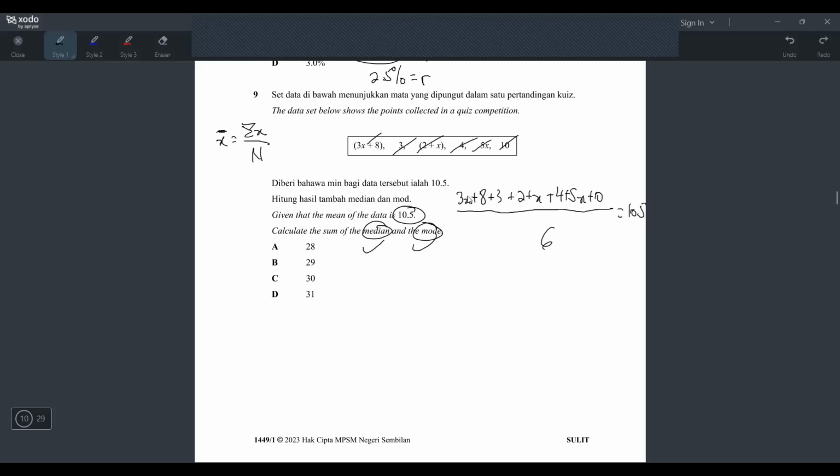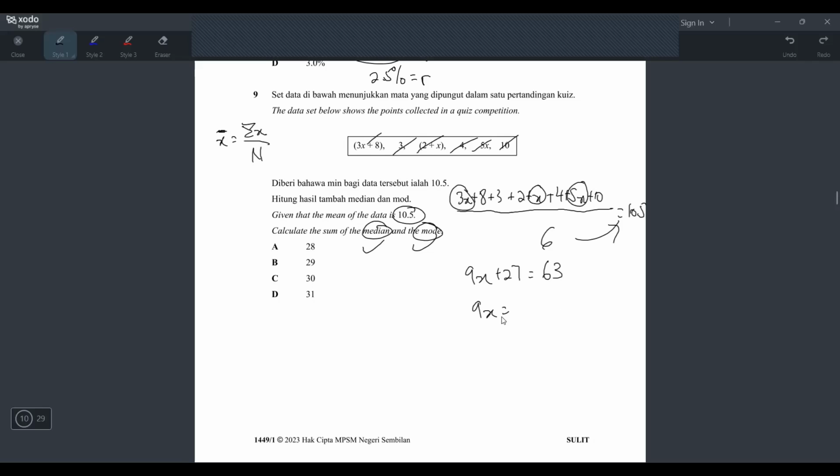So I can calculate x now. X can only do with x. So 3x plus x is 4x plus 5x is 9x. And then all these numbers you can add together. Just press calculator. 8 plus 3, 11 plus 2, 13 plus 4, 17 plus 10, 27. And then over 6, but the 6 I can move it here, becomes times, right? So let's press 10.5 times 6. Okay, I end up with 63.